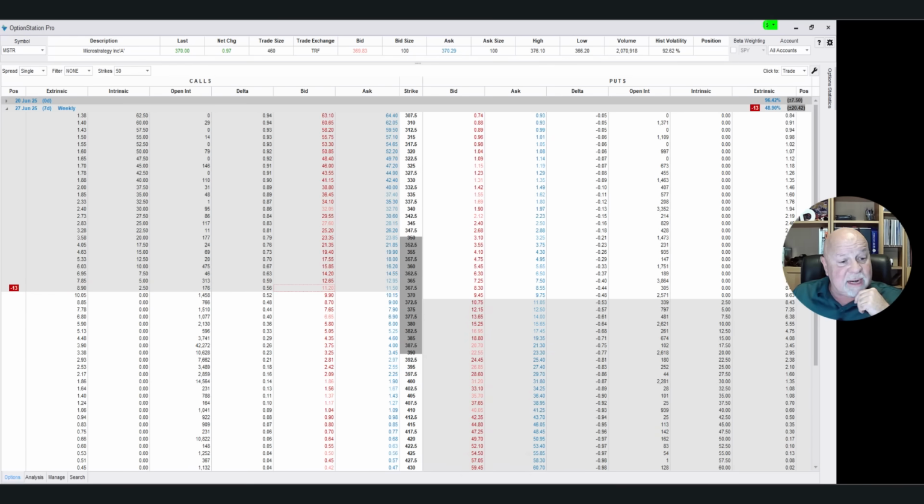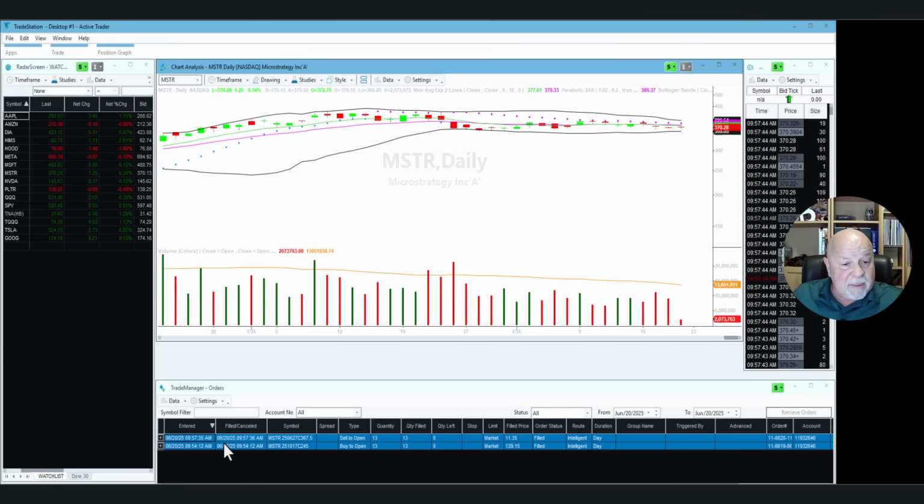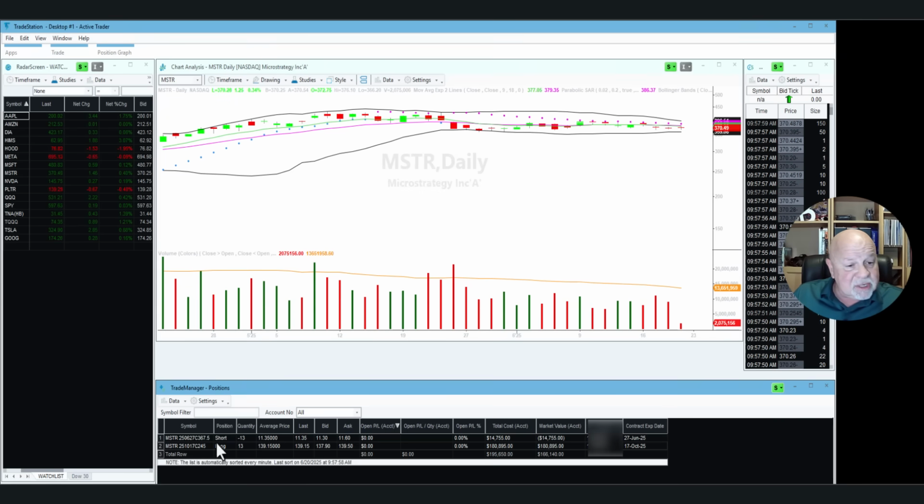Sold 13 MicroStrategy, boom. Now I'm going to go to my trade manager and look at what happens in there. So here's my trade manager. I've got everything going on in there properly, and I've got my positions here. You can see MicroStrategy long, 1,300 shares basically, and MicroStrategy short, 1,300 shares. So that's exactly where I want to be.